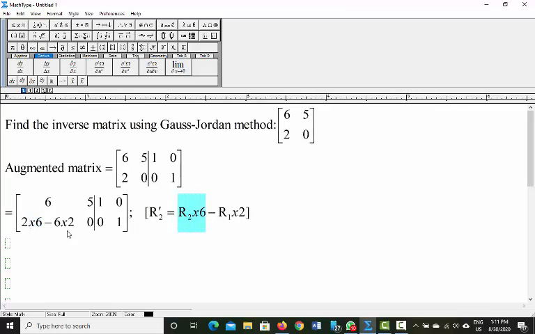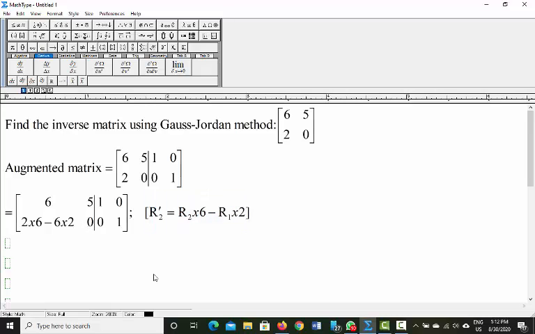Row 2 multiplied by 6 minus, and then this 6 is in the first row. So we are multiplying the element of the first row by 2. So this is the formula, and this formula needs to be applied to all the elements of the first row.